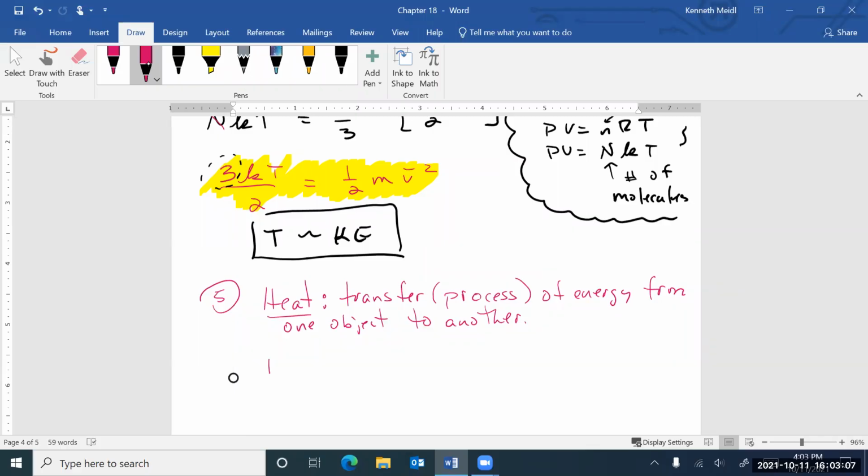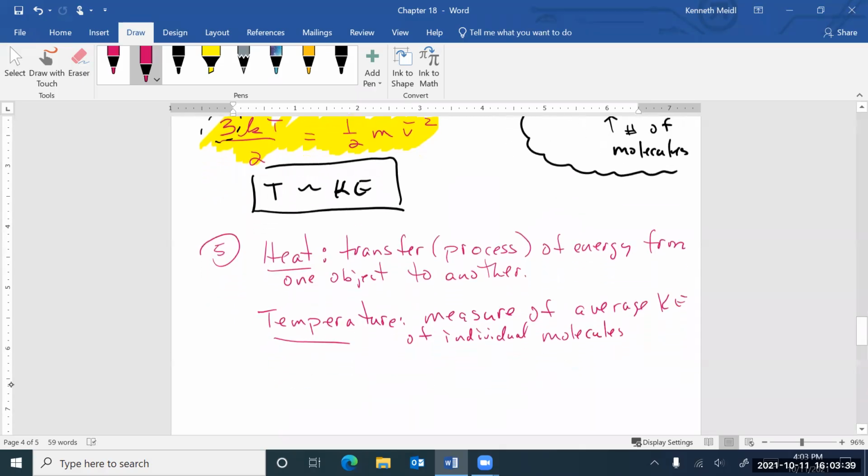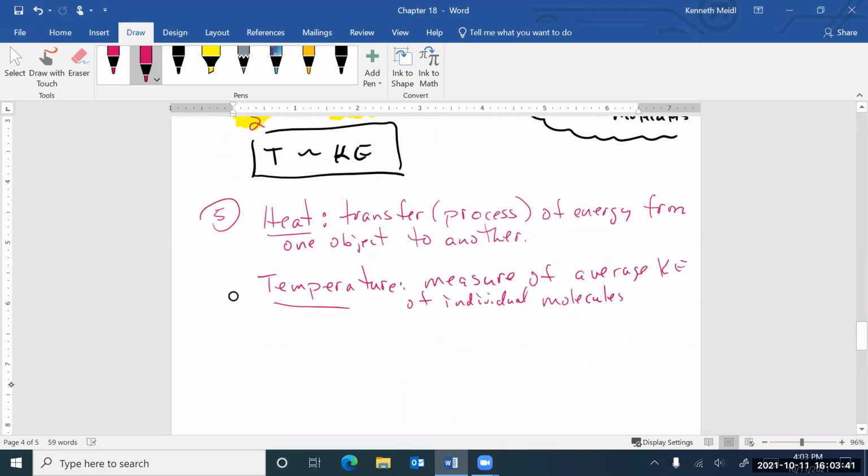And this idea now of temperature. This is really going to be the measure that we just saw here of the average kinetic energy of really individual molecules. And so making a measurement of a whole bunch of them is going to be much simpler than just doing something like one of them or something like that.